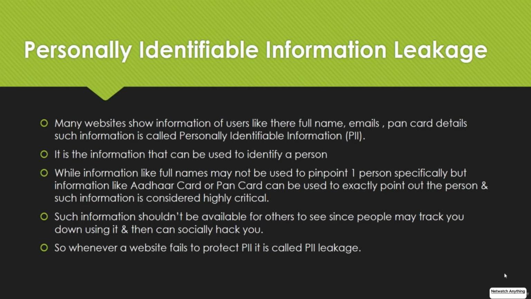While information like full names may not be used to point out one person specifically, information such as Aadhaar card or PAN card can be used to exactly point out the person, and such information is considered highly critical. Such information shouldn't be available for others to see, since people may track you down using it and then can socially hack you. So whenever a website fails to protect PII, it is called PII leakage.